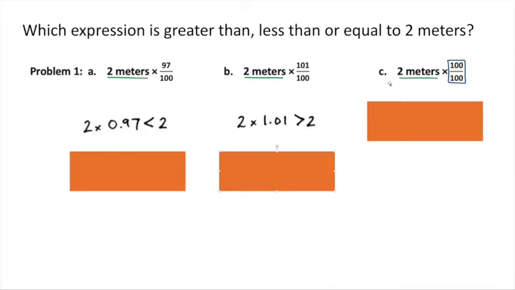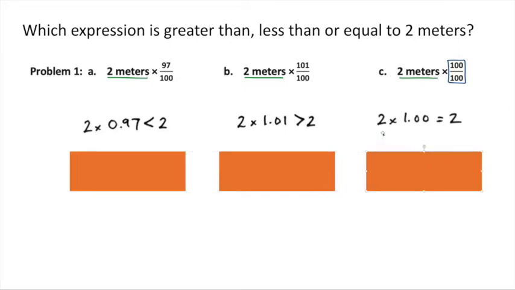And then here for letter C, you'll see I boxed out here 100 hundredths, which means that this is the whole, right? 100 hundredths is equal to 1, which means that the multiplication product we're going to get is going to be equal to the factor of 2 meters. All right? So again, just to recap, 2 meters times a factor that is less than 1 is going to give us a product that's less than the 2 meters. 2 meters times a factor that's greater than 1 is going to give us a product greater than 2 meters. And 2 meters times 1, or 100 hundredths, is going to give us a product that's equal to 2 meters. Okay?